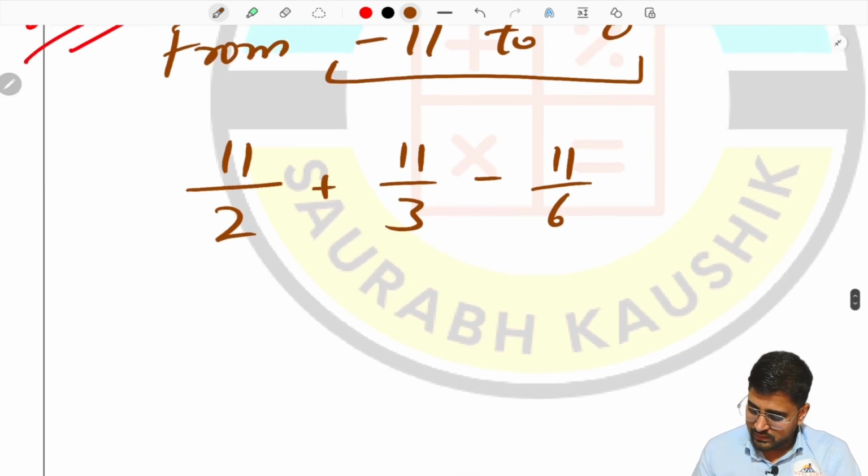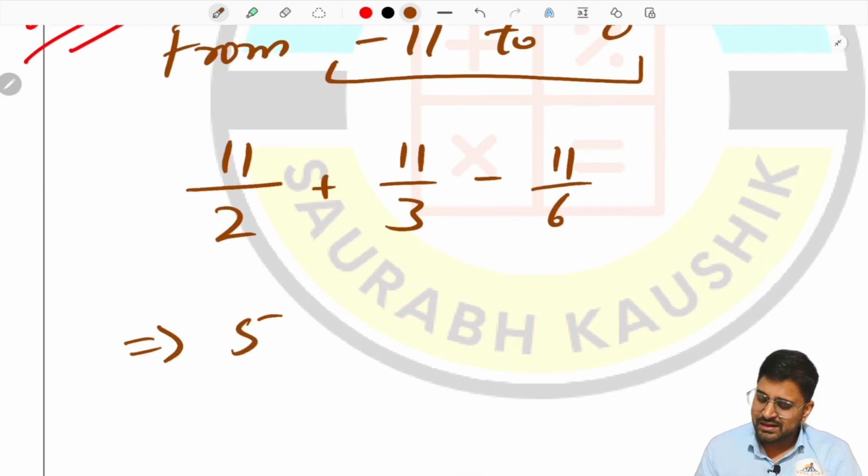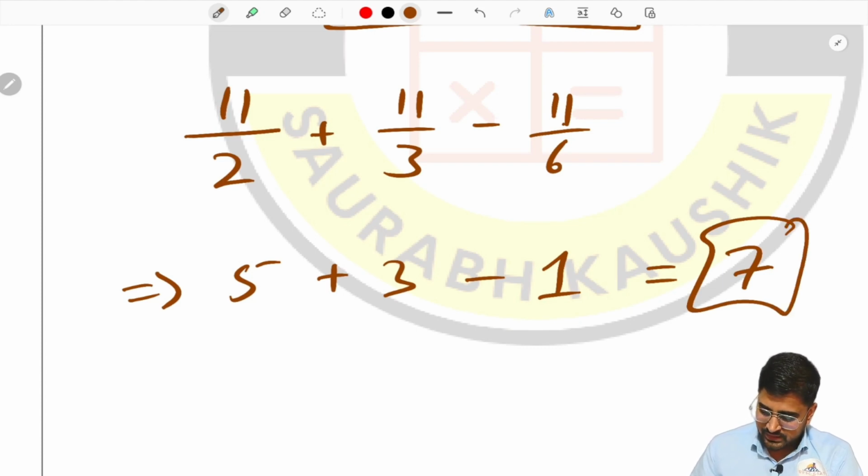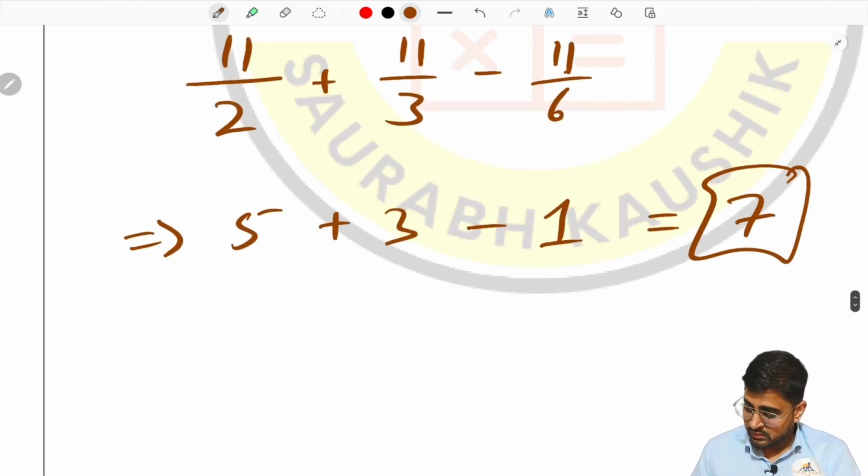Now what do we have? There are 5 numbers. Leave the remainder. And there are 3 numbers. Leave the remainder, no need to calculate fully. And there is only 1 number. So the answer becomes 7 on this one side. Very good.